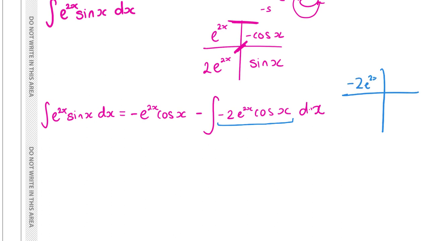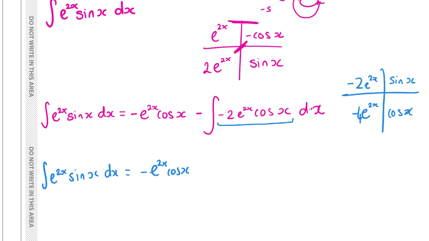Minus e to the 2x is going to give me minus 4, sorry, e to the 2x. Then we're going to have cos of x integrates to sine of x. Okay? So now we're going to have the integral of e to the 2x sine x with respect to x equals minus e to the 2x cos x. Minus, now I'm going to put this all into a nice little square bracket for us, yeah?